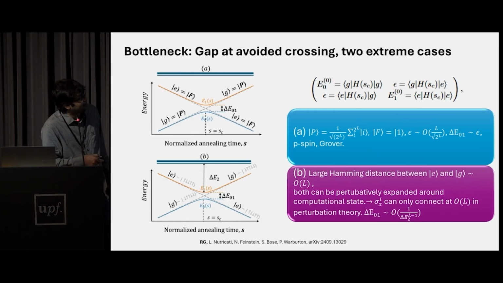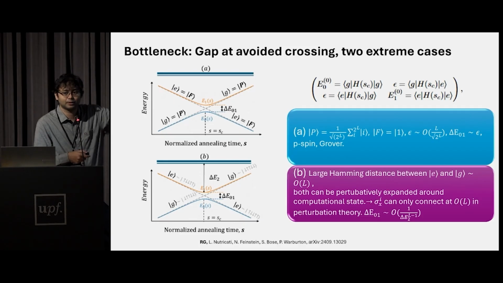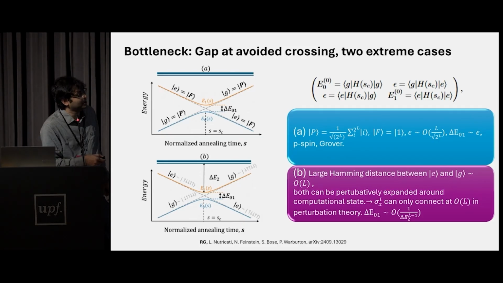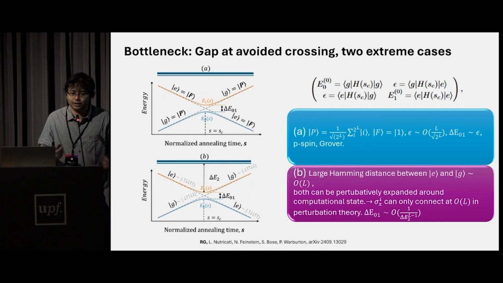Then you can see that the overlap is proportional to L by square root of 2 to the L. Because as you saw before, it was a summation of sigma x's, so it flips only one spin at a time. So it can only connect the paramagnetic state to L number of states, which means, because of this prefactor, you only have something proportional to 1 by square root of 2 to the L. That is exponentially small in system size, which means the gap becomes exponentially small, and this is exactly what happens in the p-spin model.